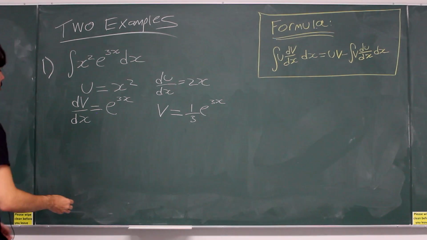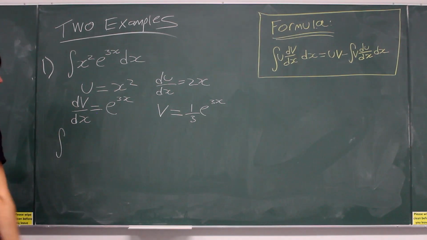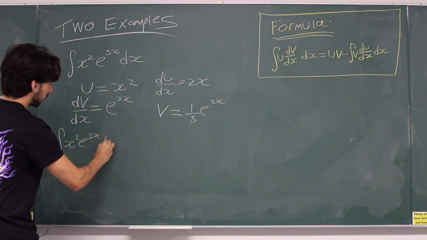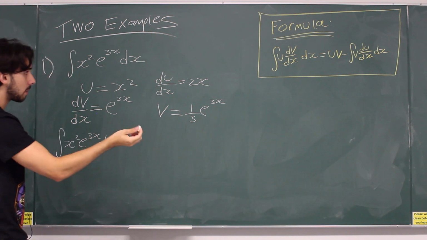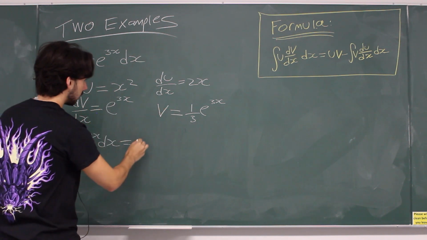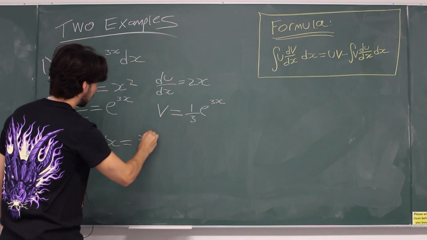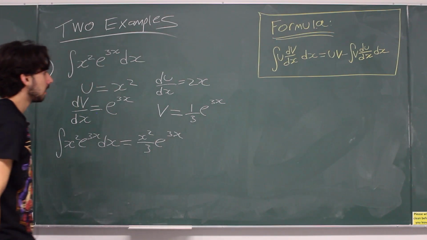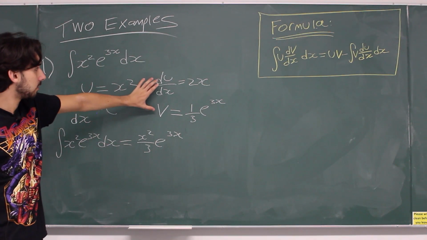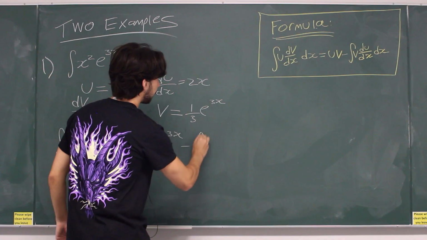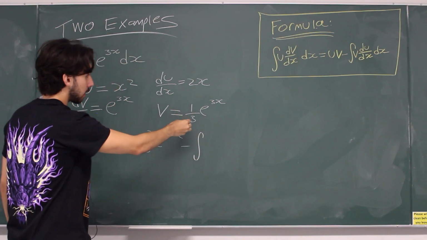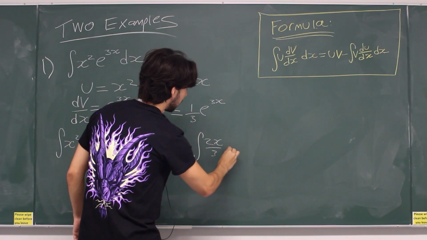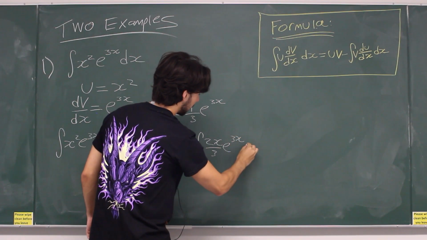Okay, and then we just substitute that into our integral. So the integral of x squared e to the 3x is u times v, so u is x squared, v is a third e to the 3x, so this is x squared over 3 e to the 3x, okay, minus the product of these two, so minus 2x times a third e to the 3x, that's going to be 2x over 3 e to the 3x dx.